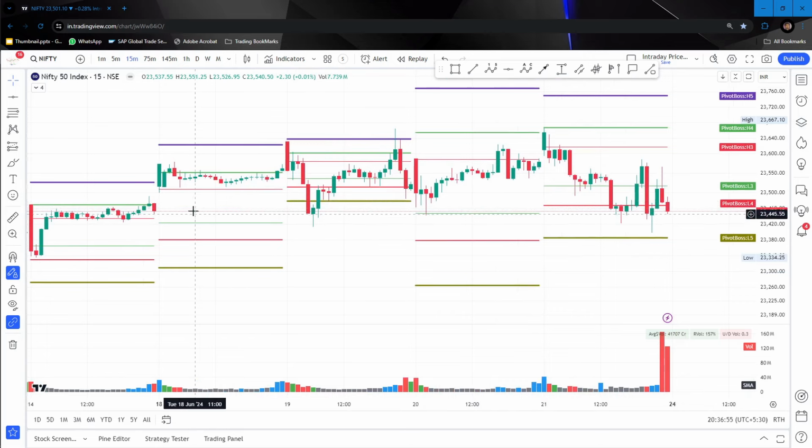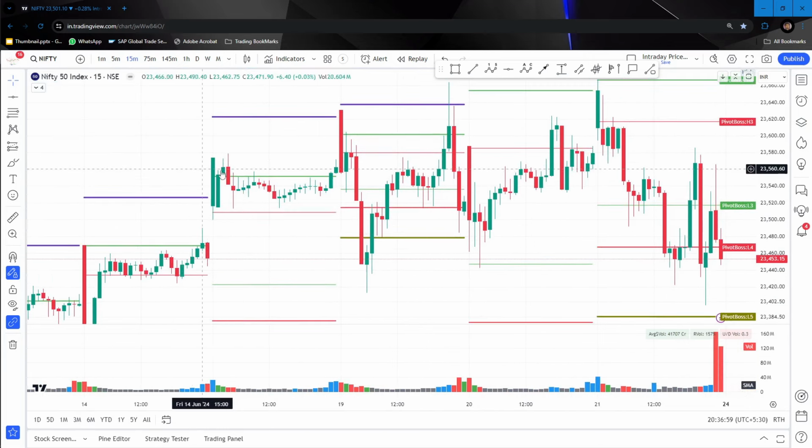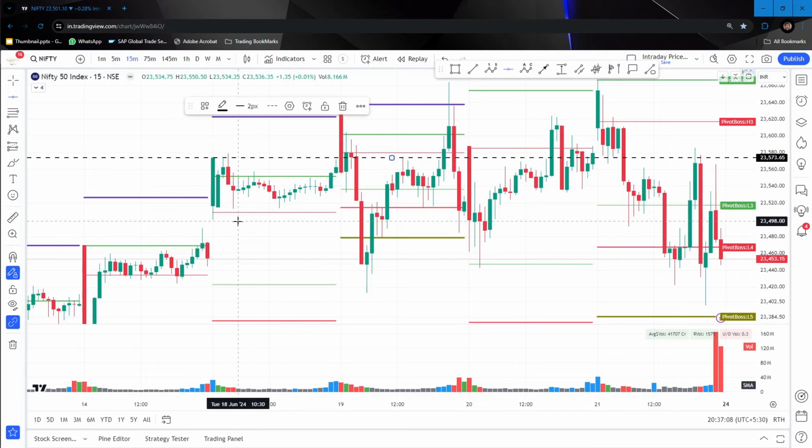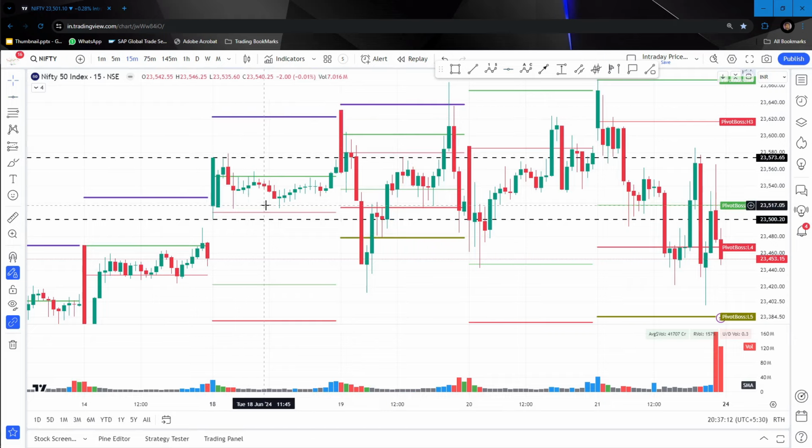If you see on 18th of June, the market went as a gap up and then started trading between H4 and H3. If you mark the high of this candle, and this is the low of the candle, the market actually traded between that high and low. It was not able to close below H3 to go further. It was not able to sustain above H4 to go to H5. So in this case, how to trade?